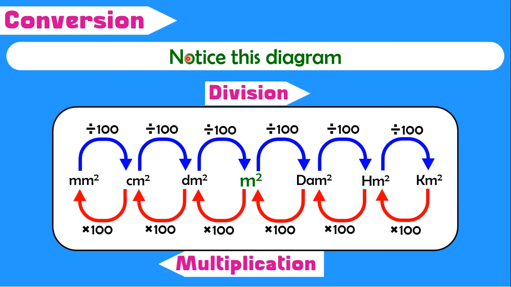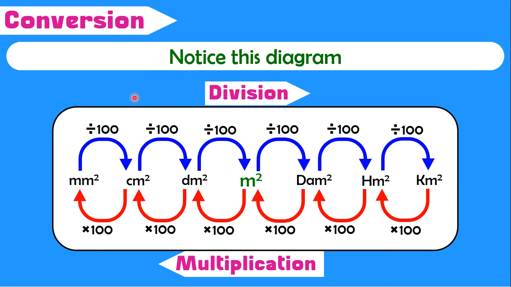Conversion. Notice this diagram, the same as units of length, but with the square here. So we start with the tiniest unit and go to the largest unit: millimeter square, centimeter square, decimeter square, meter square, decameter square, hectometer square, and kilometer square. As we move to the right, we do division. As we move to the left, we do multiplication.